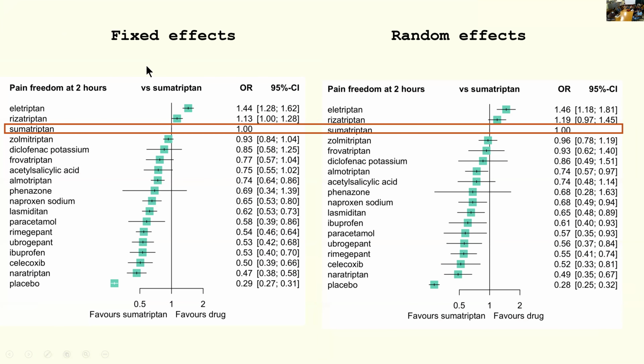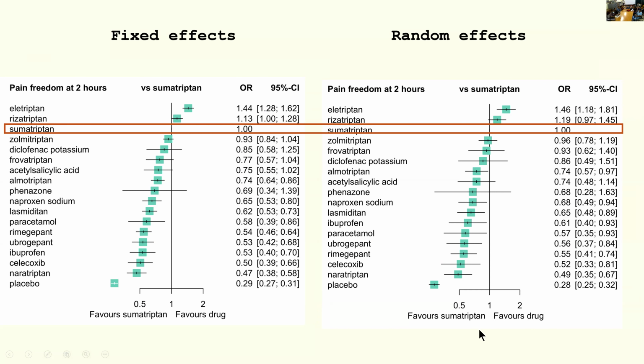Here they have used again fixed effects and random effects. They have plotted for individual drugs. So if you take sumatriptan as your reference drug, you can see that eletriptan and rizatriptan seem to be doing better than sumatriptan. And sumatriptan seems to be doing better than all the rest of the drugs.